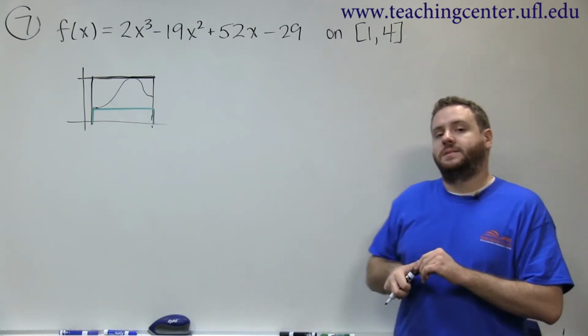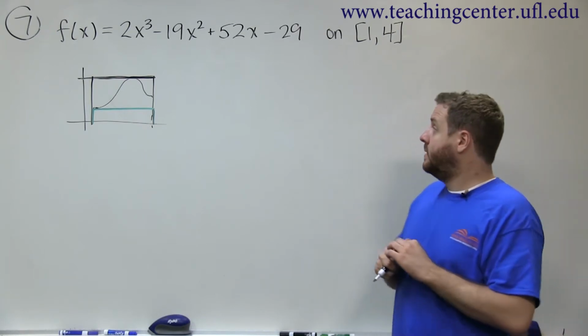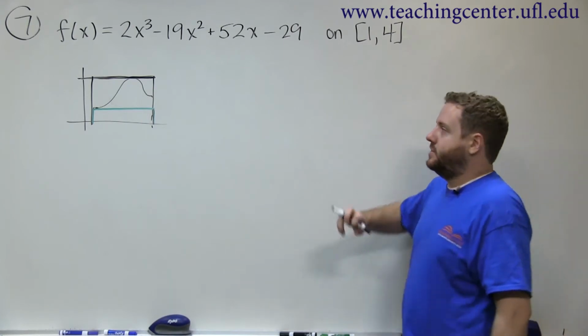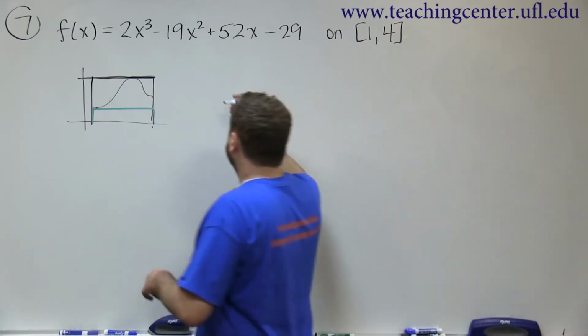So finding out those areas is relatively simple. All we need to know is the min and the max of the function. So we want to say, what is the max value of this function? What is the min value of this function? Only on this interval 1 to 4. That involves doing the derivative.